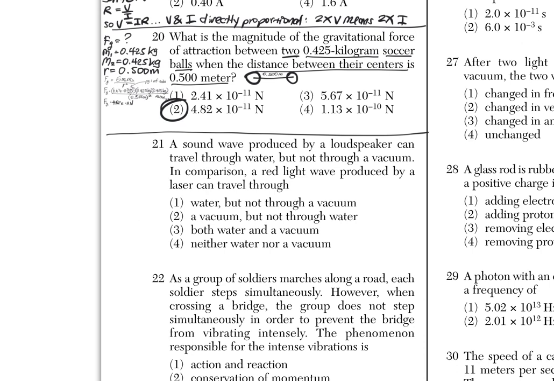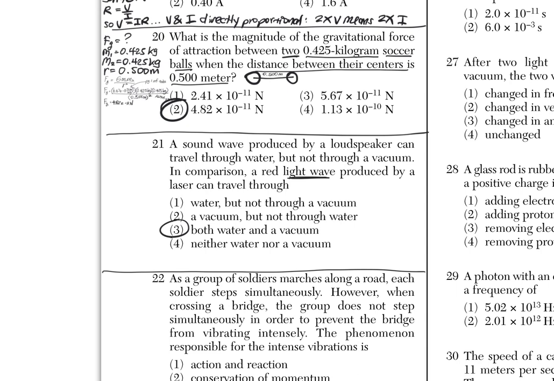Sound can travel through water, but not through a vacuum. That is right, because sound is longitudinal. It is a mechanical wave, and it needs a medium. In comparison, a red light wave produced by a laser can travel through both water and a vacuum.